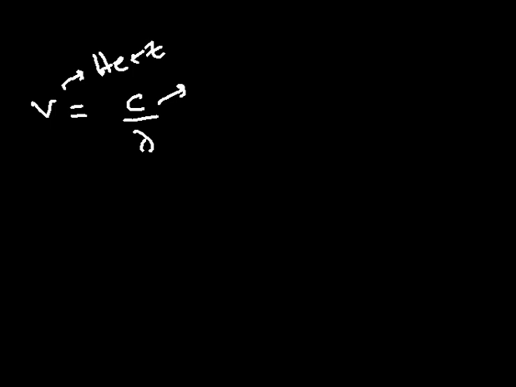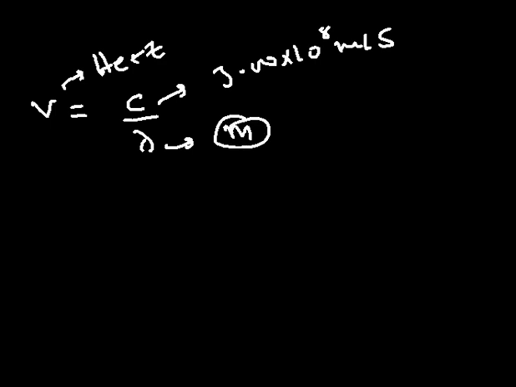The speed of light is always constant, and it is given as 3.00 times 10 to the positive 8 meters per second. And the wavelength is given in meters. Whichever unit it has been given in, it has to be converted to meters. For example, if it is expressed in nanometers, it is your duty to express it in meters.